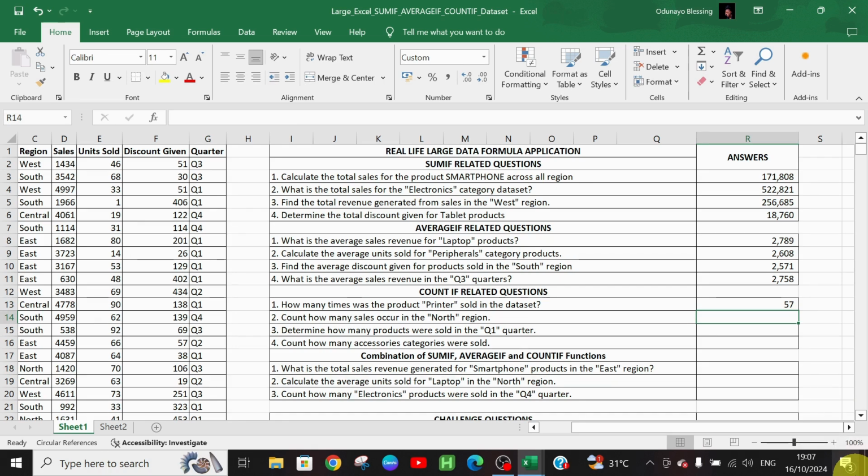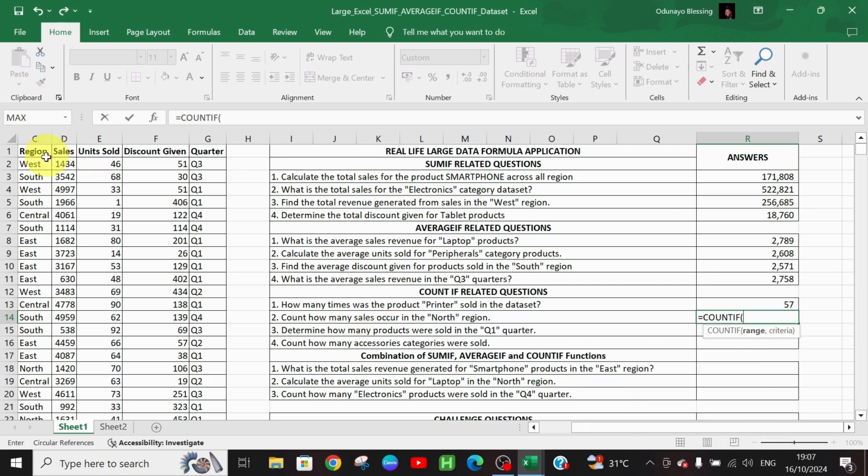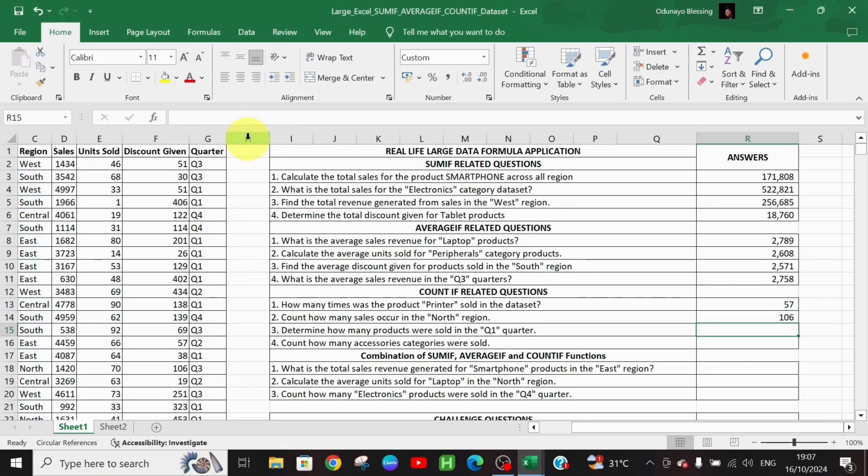Now, the next question is, count how many sales occur in the North region. So, how many sales occur in the North region? We also have the COUNTIF. In the North region, we already know we are talking about region. Then for the region range, we're having this. North is the criteria. Then, the sales that occur in the North is what they are looking for. The COUNTIF gives us the total sales in the North region.